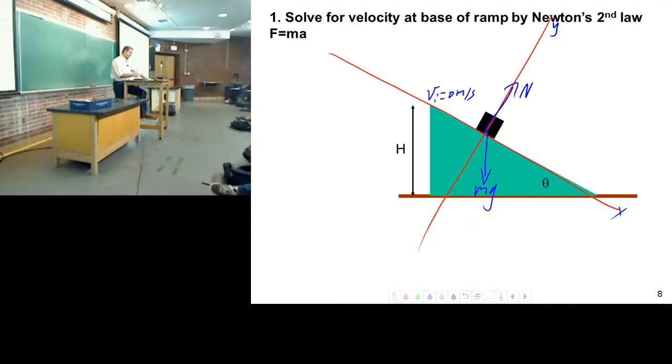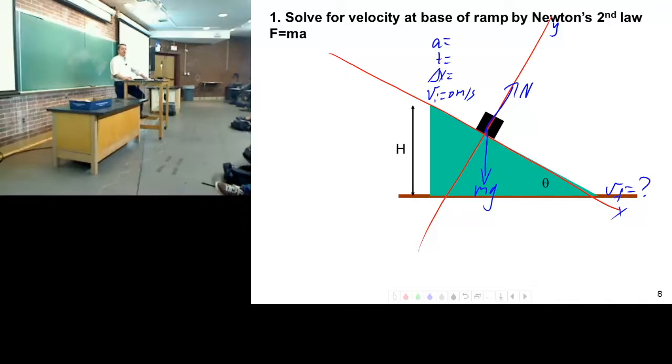What are the variables that go with all this? Delta x, right? How far does it go? Time. A. What's acceleration? Is it going to be 9.8? No, it's going to be some fraction of 9.8. What is the fraction of 9.8? We have to calculate that. Okay, and then we have our final velocity is also unknown. Lots of unknowns. Okay.